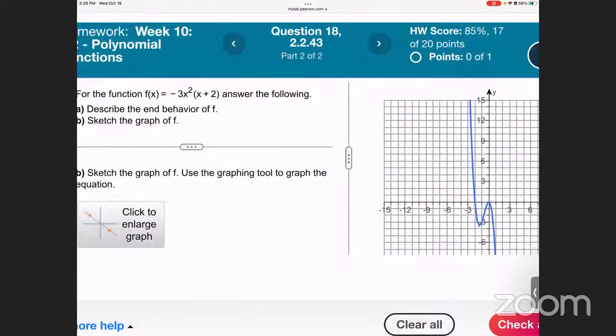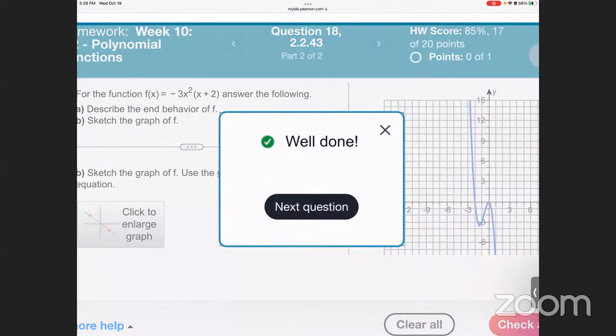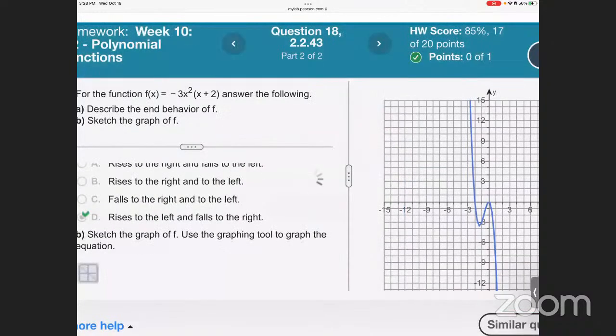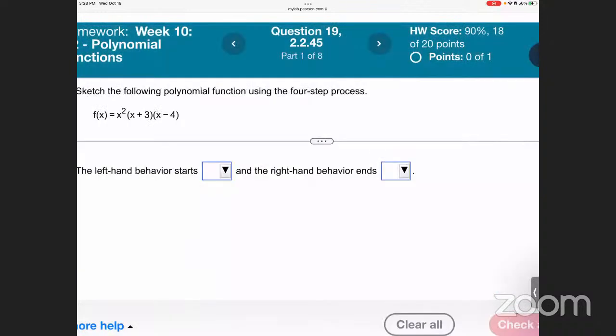I'm going to hit save and check. Okay, that was an adventure. We're almost there. We've got maybe 3 more questions: 18, 19, and 20. Sketch this graph. Okay, the left behavior.